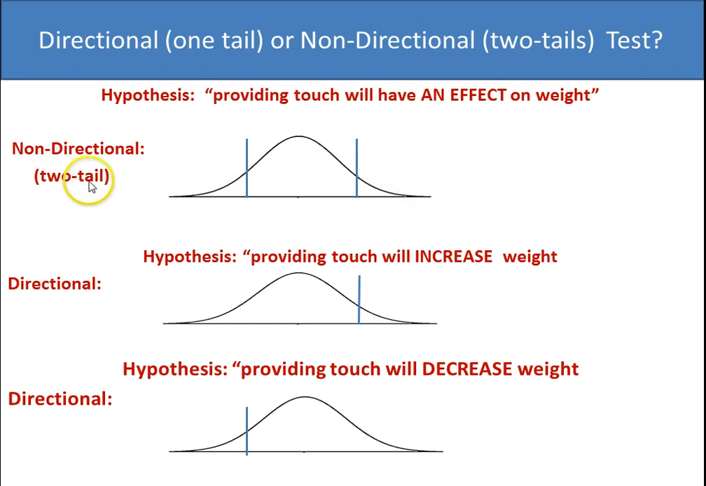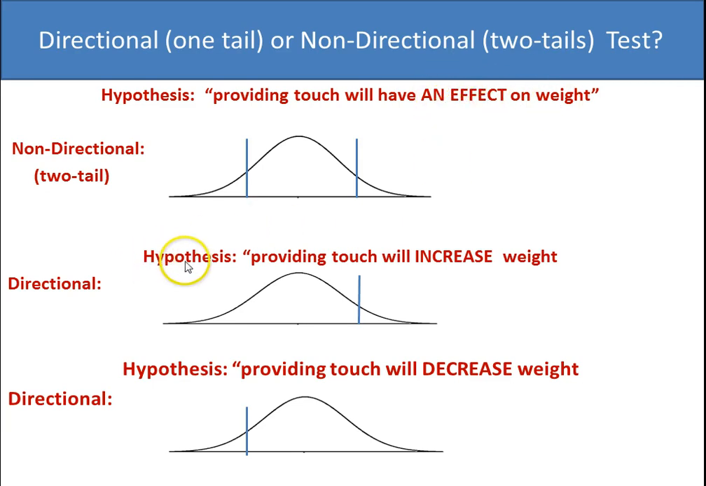That's why it's called a two-tail. If the hypothesis, however, were directional, it would read something like providing touch will increase weight. Notice the difference, right? Here, the researcher is hypothesizing that providing touch will have an effect on weight. There's no direction of that effect.